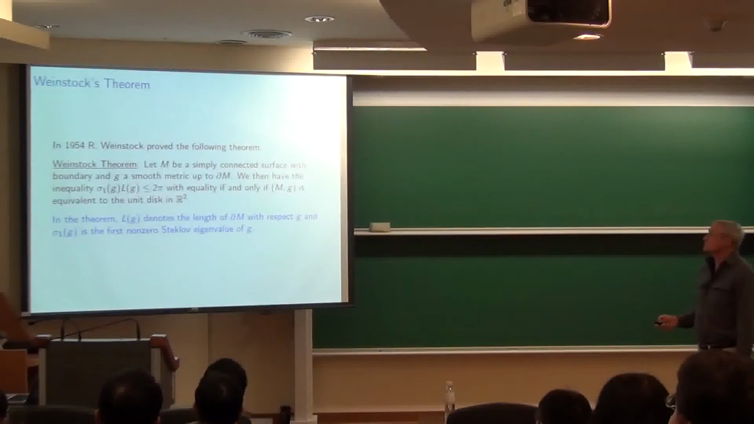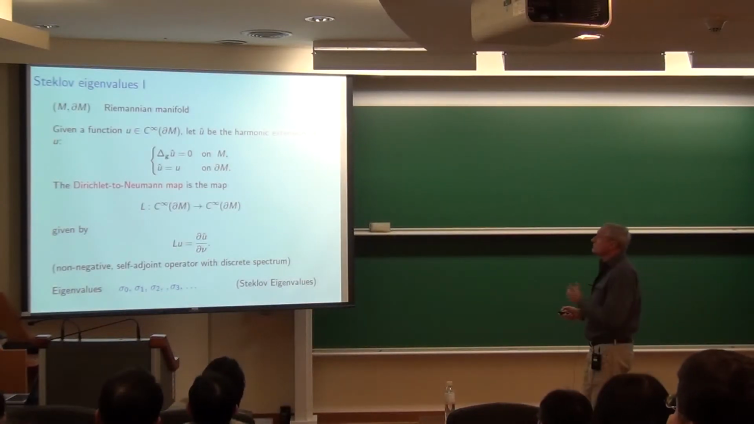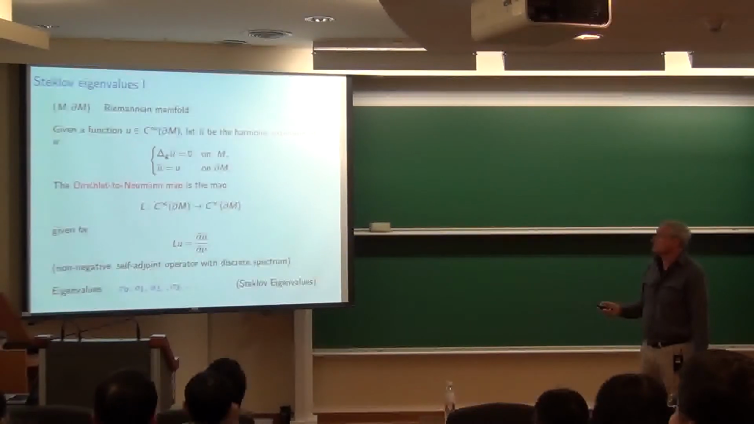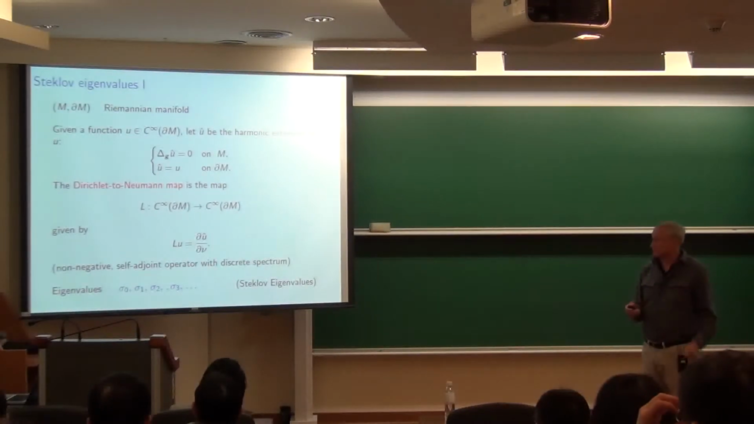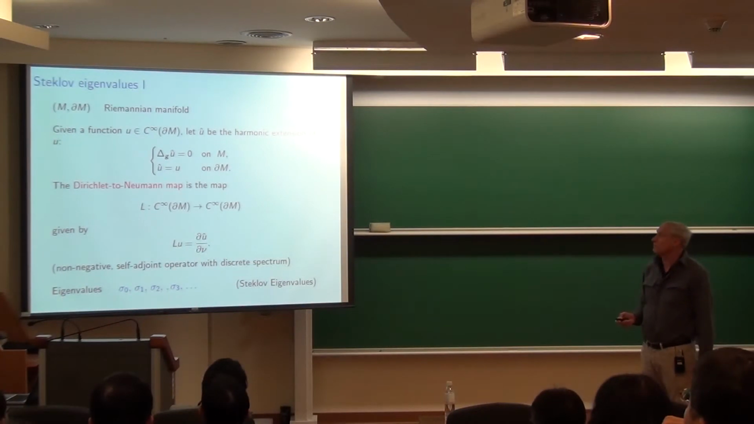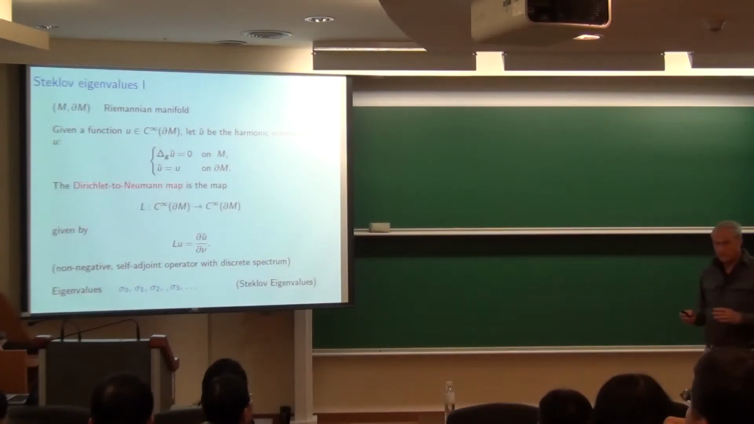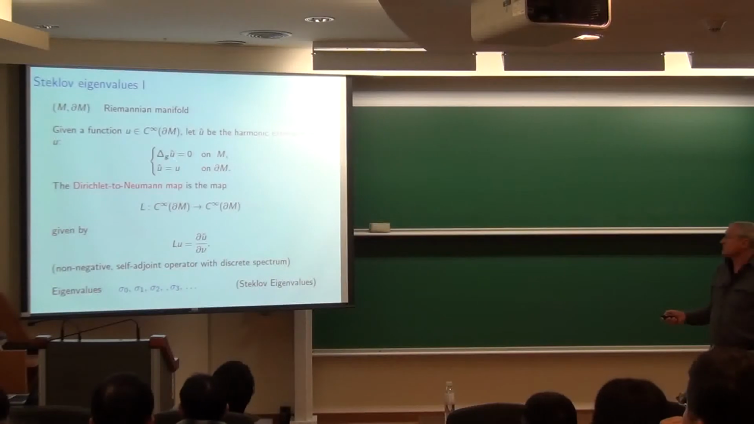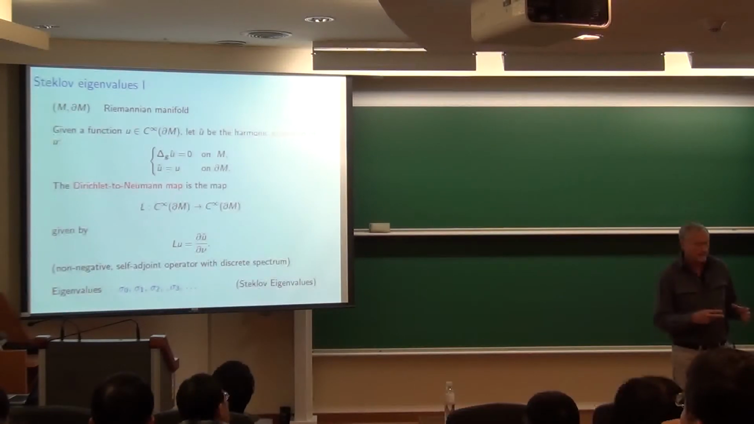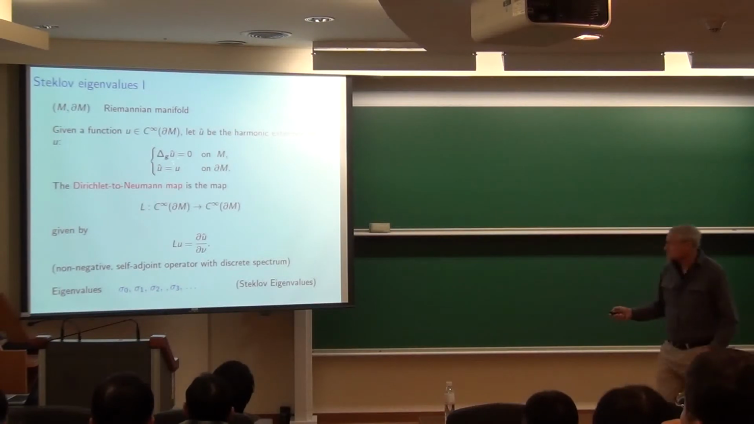Okay, so that's Weinstock's theorem, and in order to explain it, let me introduce the Steklov eigenvalue. I take a Riemannian manifold with boundary, then the operator we're interested in is called the Dirichlet-to-Neumann map. It's actually a very important operator in several contexts, particularly in inverse problems in applied mathematics. Given a function u on the boundary, let's just assume it's smooth for simplicity, you can take its harmonic extension, so that there's a unique function u hat, which is harmonic in the interior, with Laplacian of u hat equal to 0, and which agrees with u on the boundary.